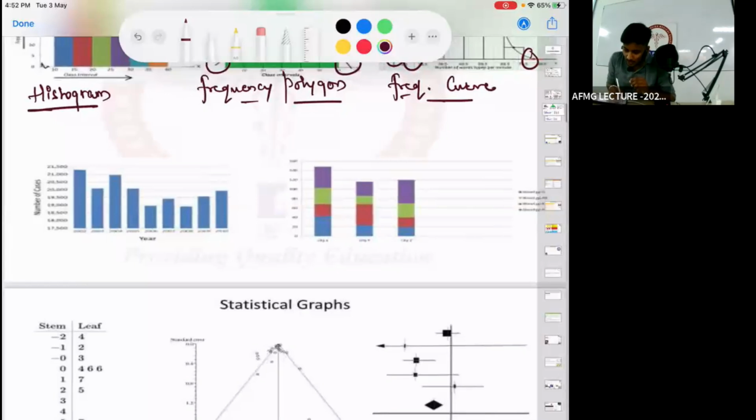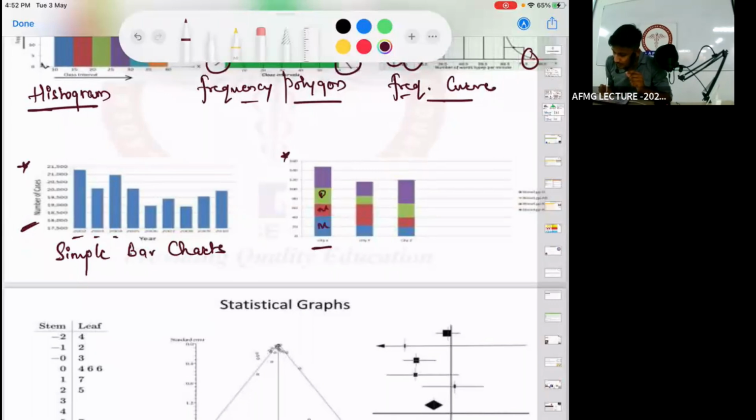The next one over here, what is this? These are simple bar charts. So here you can see the number of cases in 2000, 2002, 2004. That is how we plot them in a graph, and that is what is called a simple bar chart. Then you can see that in a single year, I was charting measles cases, mumps cases, rubella cases, and chickenpox cases. So the number of cases were charted.